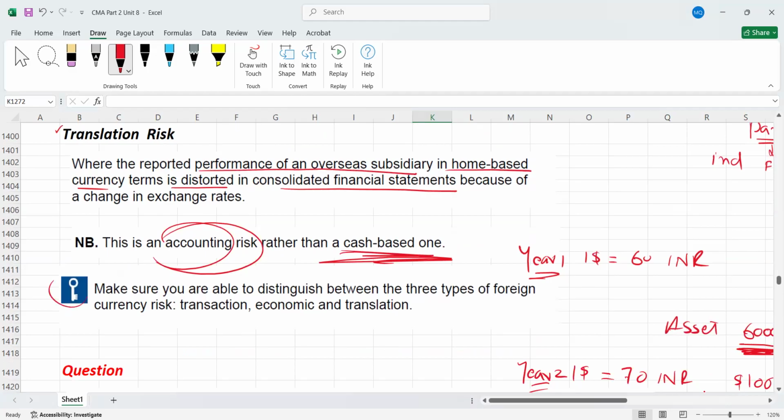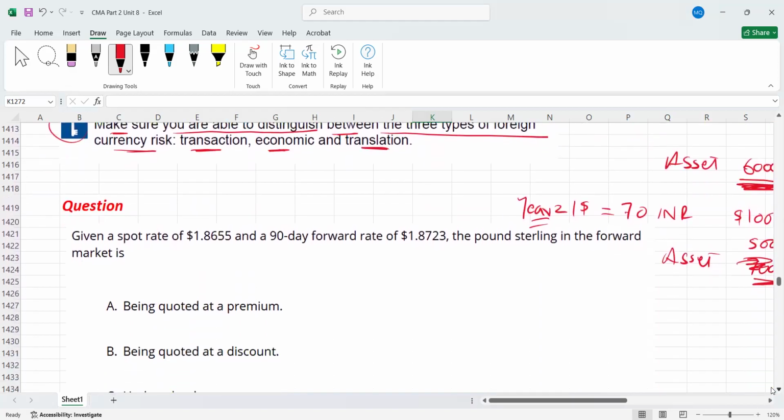Now this note is important. Make sure you are able to distinguish between the three types of foreign currency risk. Which three risks? Transaction risk, economic risk, and translation risk. So guys, this video became very long. So here we have a question.